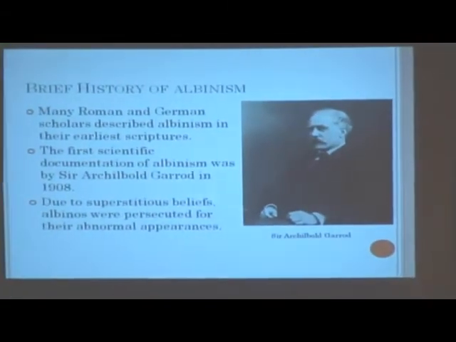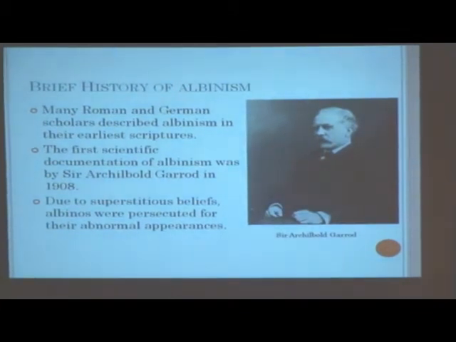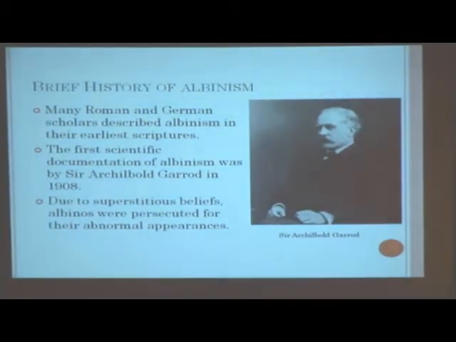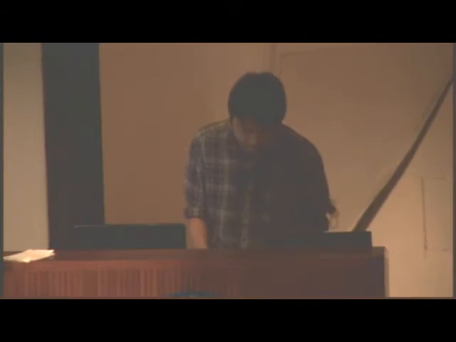So a little background history of albinism. Many Roman and German scholars described albinism in their earliest scriptures. The first scientific documentation of albinism was by Sir Archibald Garrett in 1908. Due to superstitious beliefs, albinos were persecuted for their abnormal appearance.